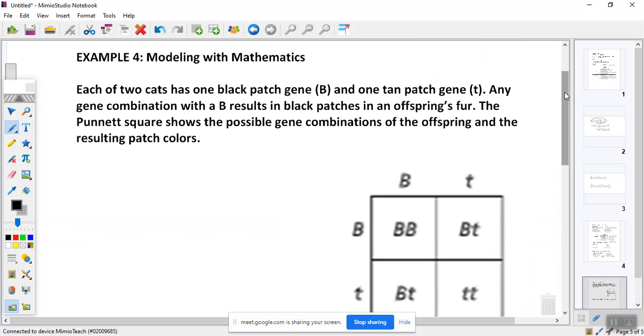How many of you guys have had a science class that's talked about Punnett squares before? Okay, dominant traits compared to recessive traits. It says each of two cats has one black patch gene, capital B, and one tan patch gene, T. Any gene combination with a capital B results in black patches in the offspring's fur. The Punnett square shows the possible gene combinations of the offspring and the resulting patch colors. Guys, which gene is the dominant gene? B, okay?